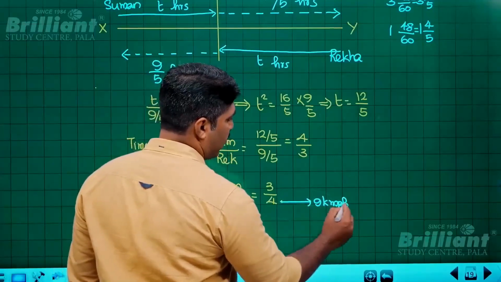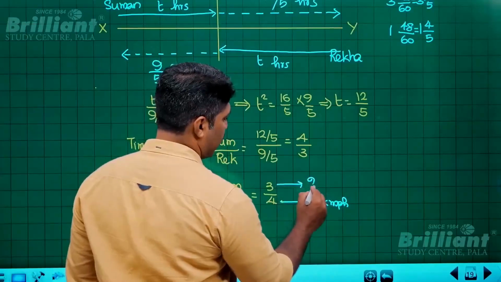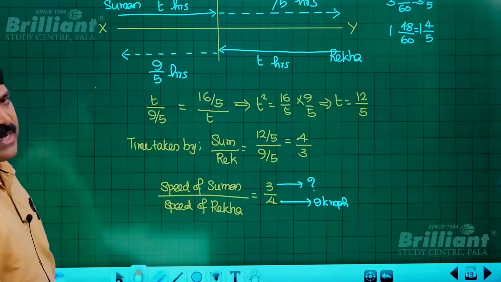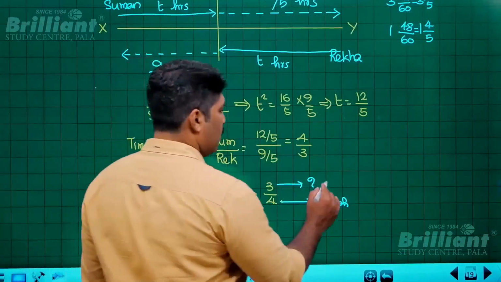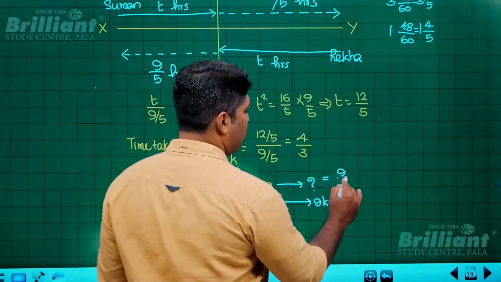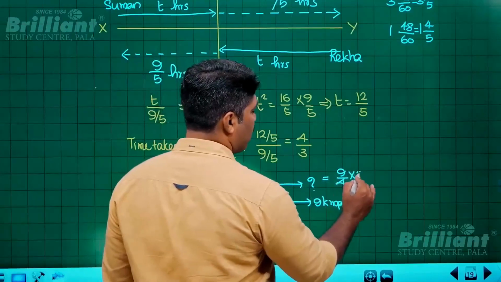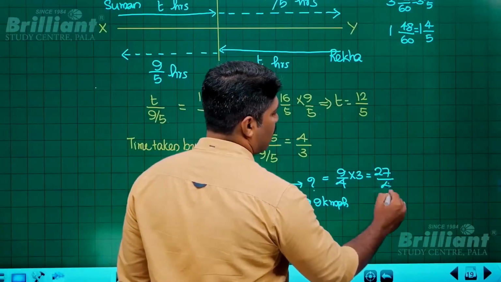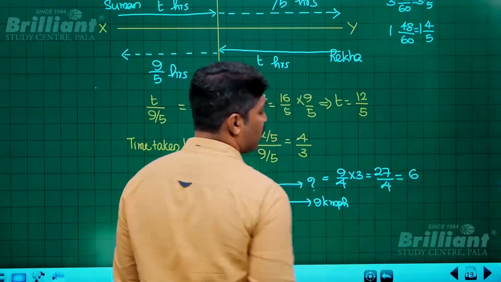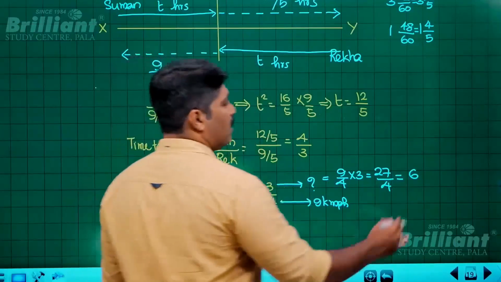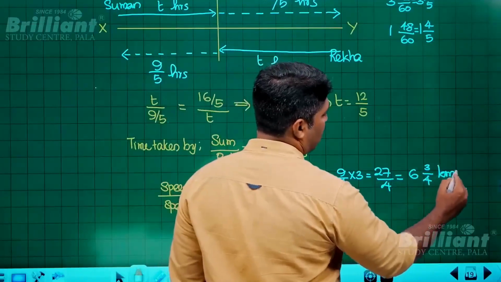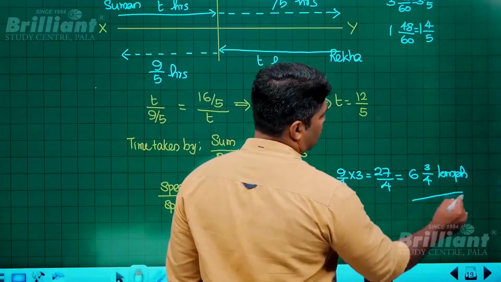Then we have to find out the speed of Suman. So that's another tricky type of operation. So we can easily catch this value. This is 9/4 into 3. So that is 27/4. So how many 4s here? 6 times 4 is equal to 24. The remaining 3 will be there. This is 3/4 km/h. So this is the answer.